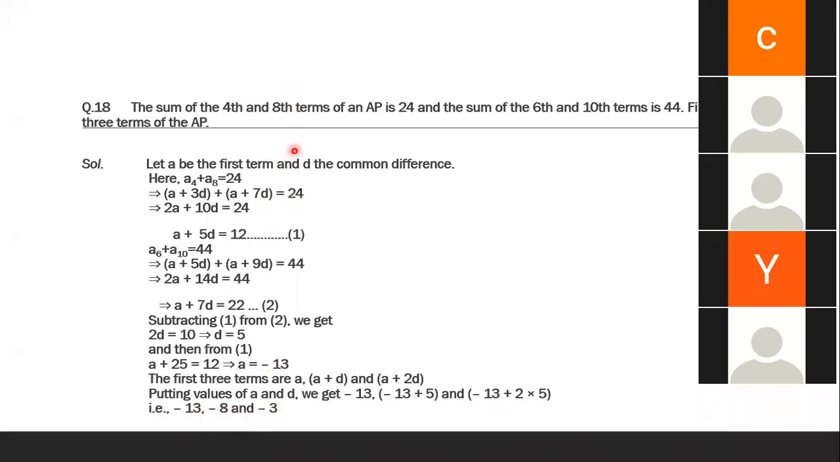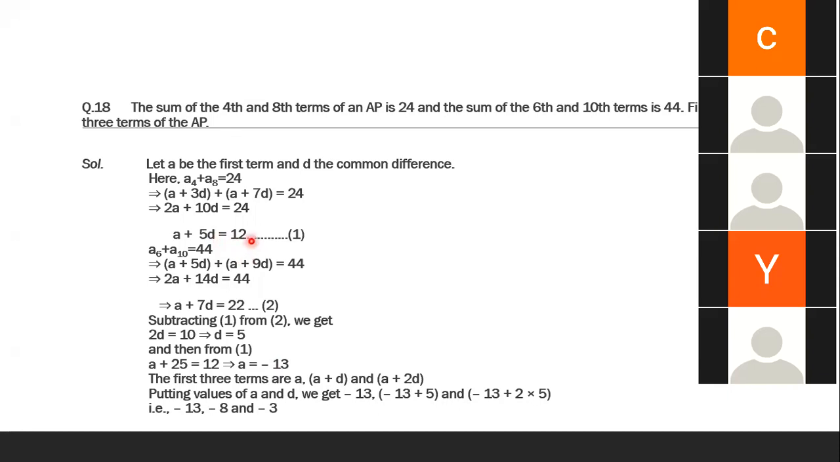So in this, A4 plus A8 is equal to 24 and A6 plus A10 is equal to 44. Here I have divided by 2. Even if you do not divide this entire equation by 2, you'll get the same answer. Am I clear, children? This entire equation, before getting A plus 5D, I divided by 2. And here also, 2A plus 14D is equal to 44, I divided the entire equation by 2. If you do not divide also, you'll get the same D value. Am I clear, children? I divide just because it will be easy for us to simplify.